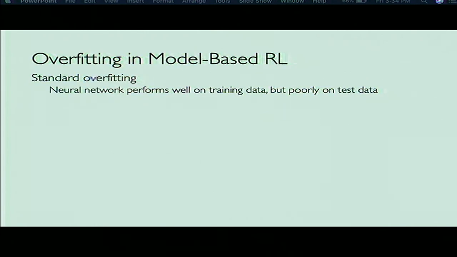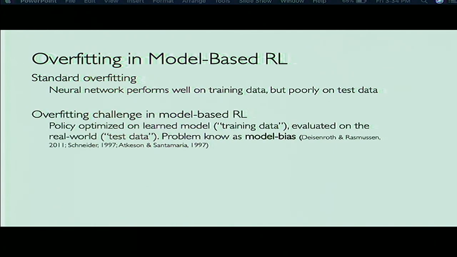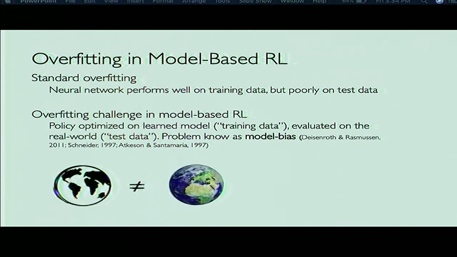The reason for that is very analogous to the standard overfitting in machine learning, where when you have high-capacity function approximators, such as neural networks, they do very well on your training data. But when you test them on a validation set, they perform poorly. What happens in model-based is that your policy is optimized over the model. And this is the equivalent of the training data. But what you actually care about is the real-world performance. This problem is known as model bias, and the issue is that the learned model is different from the real world.